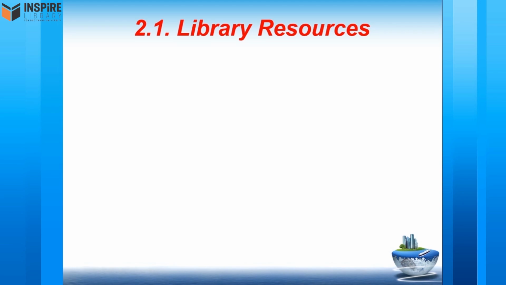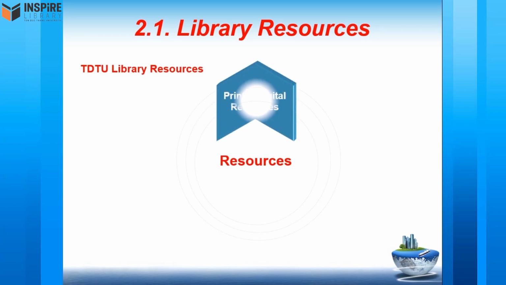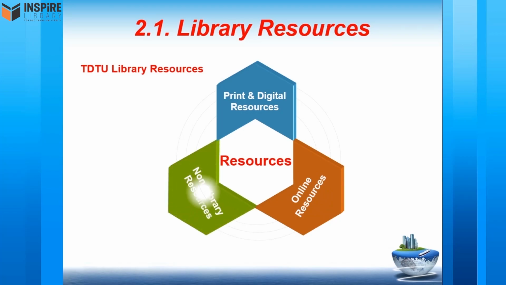Now we come to the second part of the library orientation: library resources. What do we have in our library? Library resources include print and online resources, databases, and non-library resources. Print and online resources include books, periodicals, theses, dissertations, research outcomes, and more. You can see details on our website. We have the location for each collection.